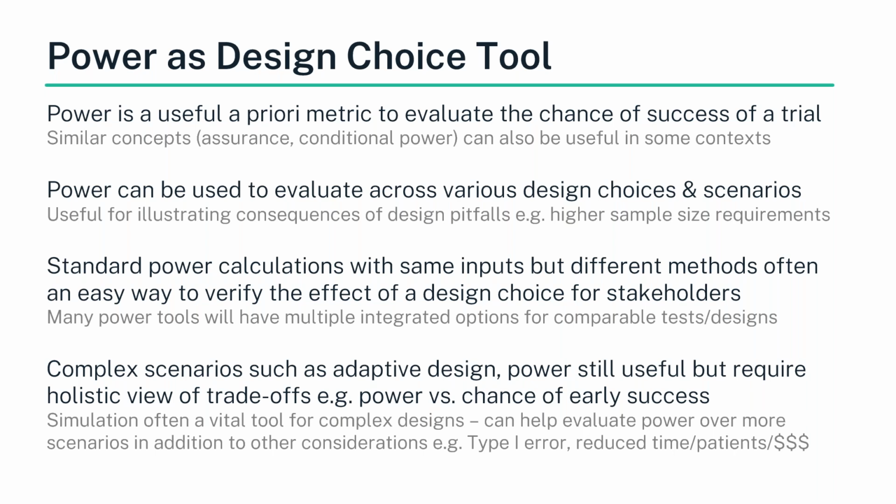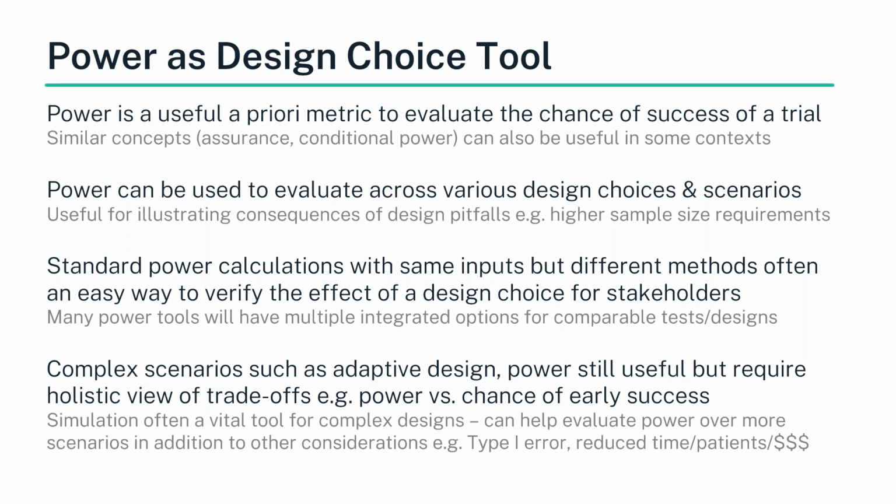And so power can be used to evaluate across different design choices and different scenarios to illustrate, for example, the cost of doing some of these design pitfalls. An obvious way to explain to someone why we should analyze our data as continuous rather than as a responder analysis based on an artificial dichotomization is that the sample size is going to be higher, and I can show that directly in nQuery here today. Standard power calculations with the same inputs and different methods are often an easy way to verify the effect of a design choice for other stakeholders.